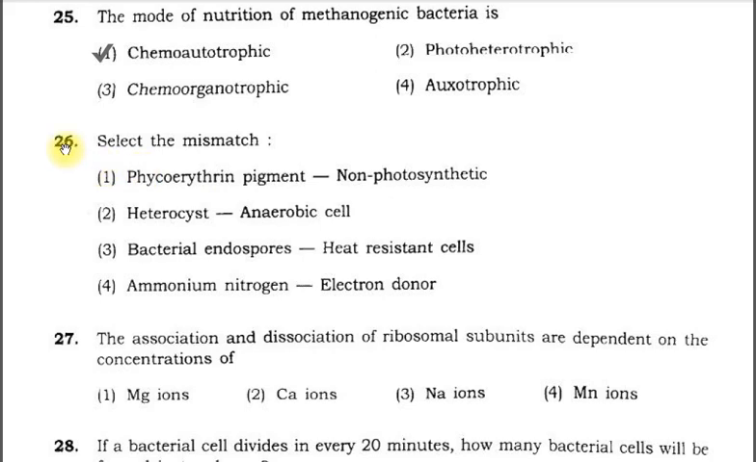Question number 26, a different question. Select the mismatch. So here there are 4 pairs and 1 pair is mismatched. You have to identify which pair is mismatched. Option 1, phycoerythrin pigment, non-photosynthetic. Option 2, heterocyst, anaerobic cell. Option 3, bacterial endospores, heat resistant cells. Option 4, ammonium nitrogen, the electron donor. So out of this, the mismatched is the first one, which says phycoerythrin and non-photosynthetic.